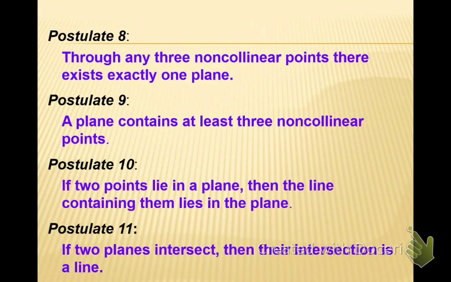Postulate 11. If 2 planes intersect, their intersection is a line. Where the wall meets the floor, this cove base, we'll say that's a line. That's the line formed. Where the ceiling meets the wall, that strip along the wall, this is the line formed by their intersection.